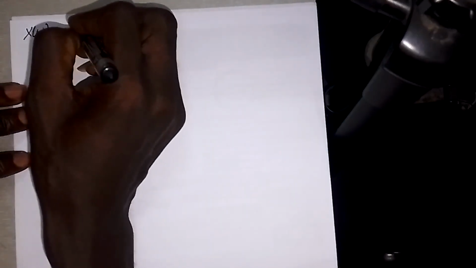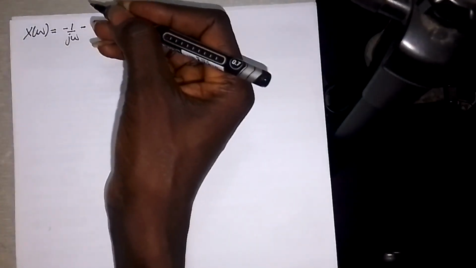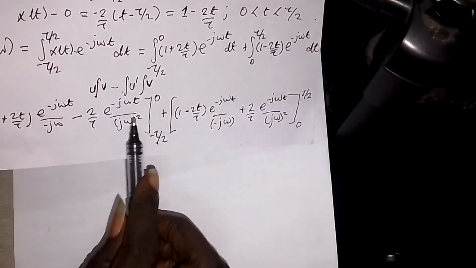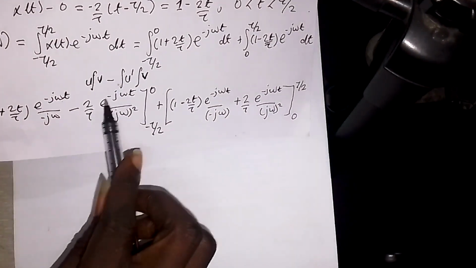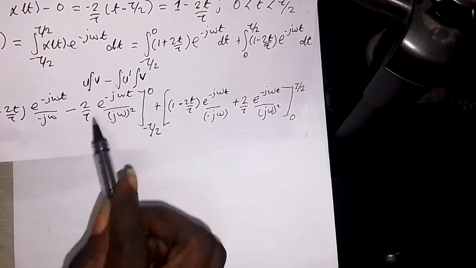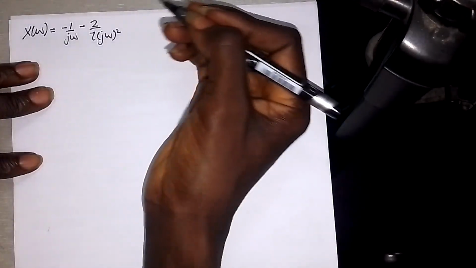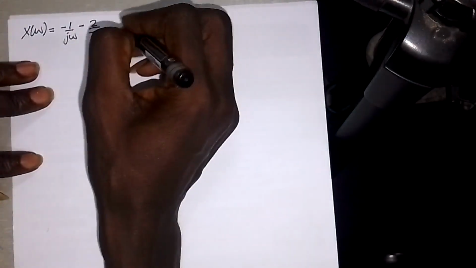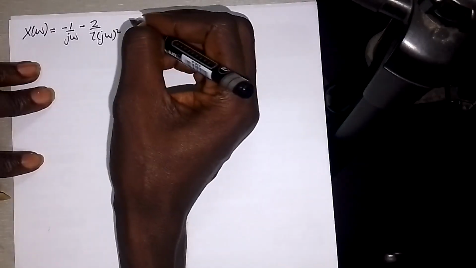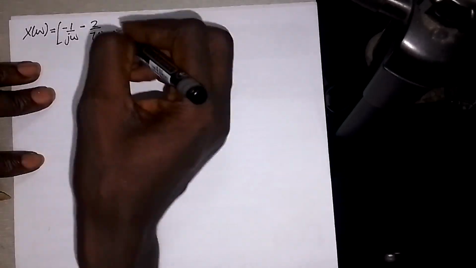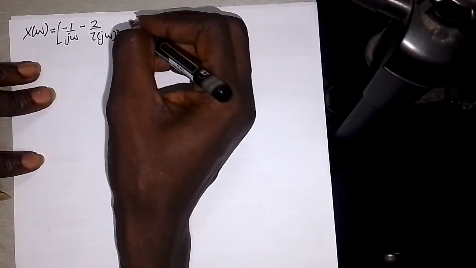And then you put 0 into the second aspect also. Here e exponent 0 is 1. So in that case, you're going to have minus 2 on tau j omega squared. Okay, that's what you're going to have. Then this is for the upper limit. Then you bring in the lower limit.